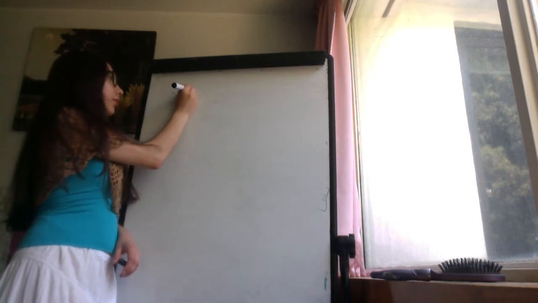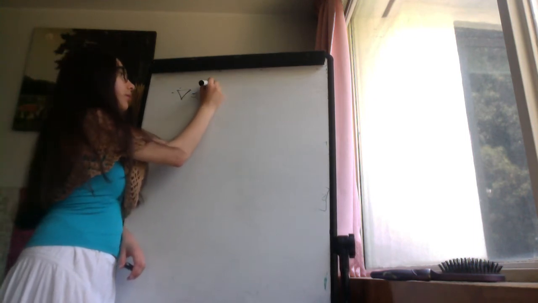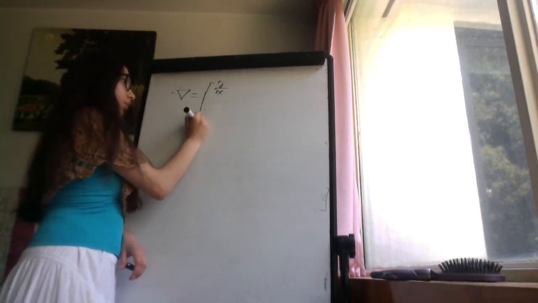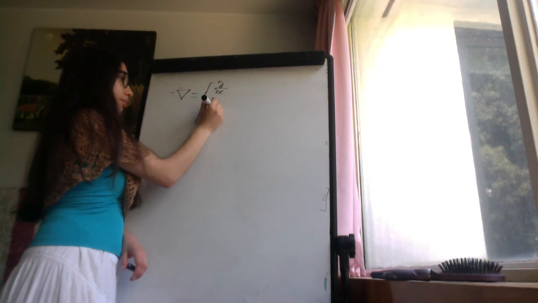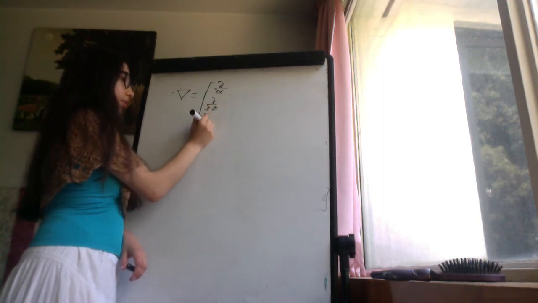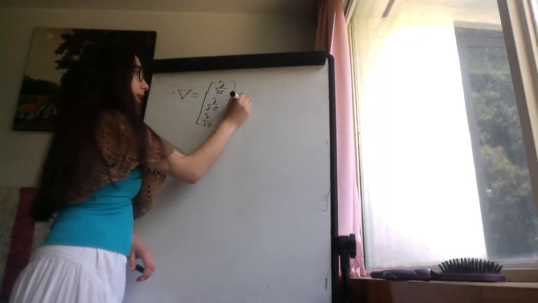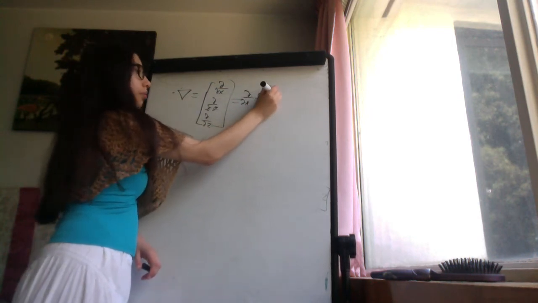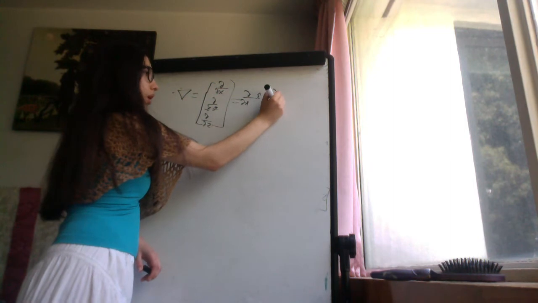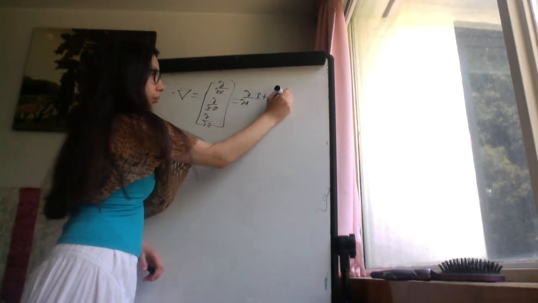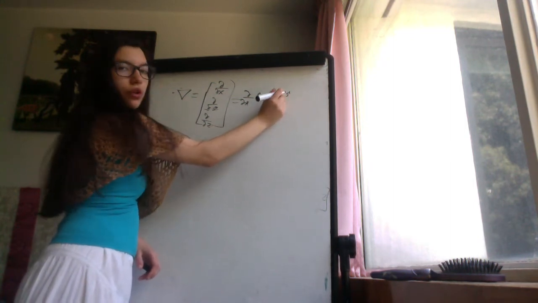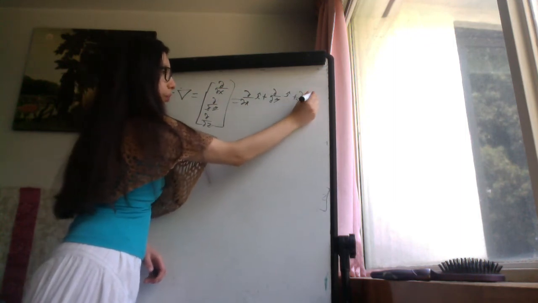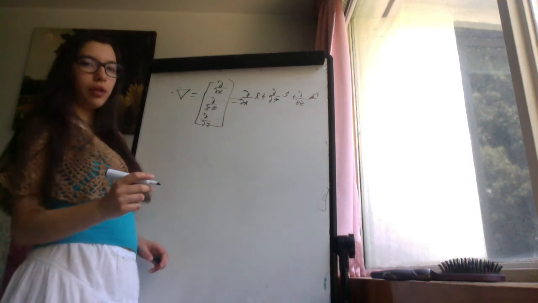So we already talked about nabla being the vector: partial derivative with respect to x, partial derivative with respect to y, and partial derivative with respect to z. Or we can put it as partial derivative with respect to x in the i component, plus partial derivative with respect to y times the unit vector j, plus partial derivative in the z component times the unit vector k.